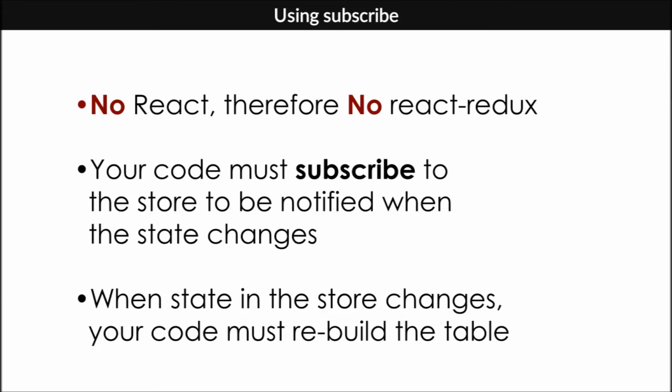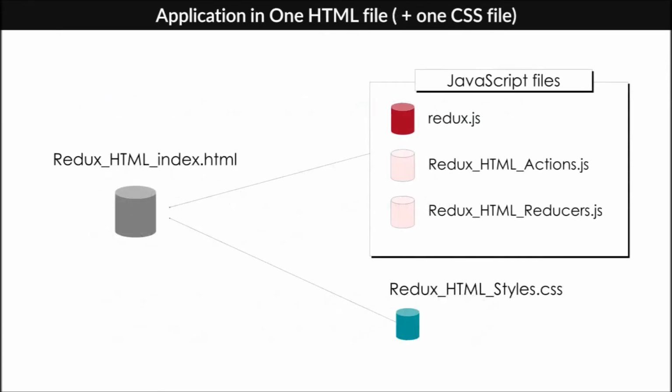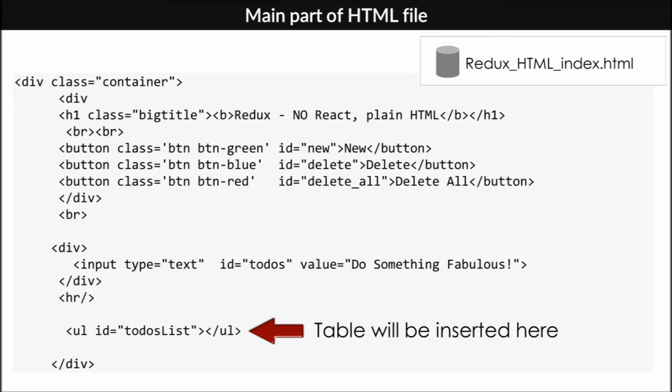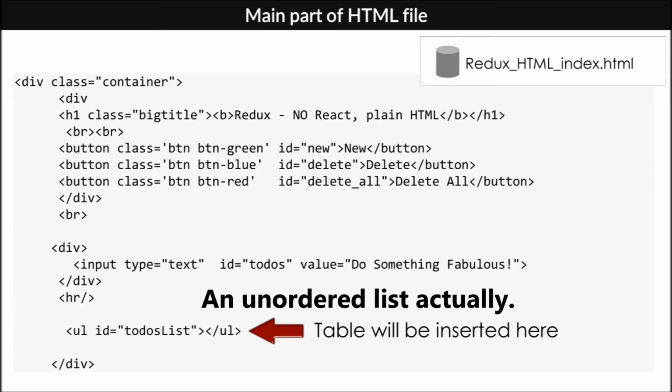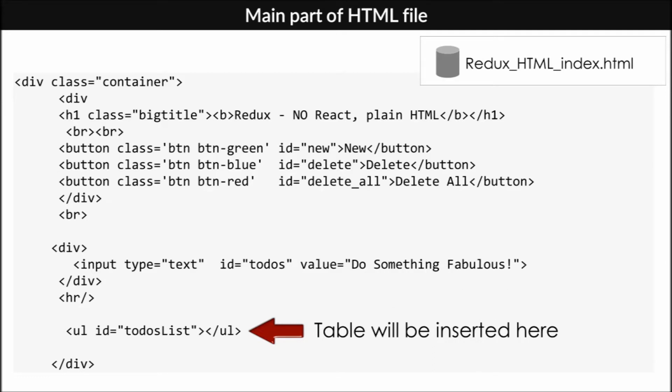No React in this little application, no React Redux. These are the files we got. No React in sight, just Redux, a couple of JS files containing the actions and the reducer function, a bit of styling, but all the action happens on the left-hand side in the HTML file. First off, this is the table and the buttons, and this is where the table is going to be inserted after it's been built. We're just going to use standard HTML commands, standard JavaScript commands to fill the to-do list.